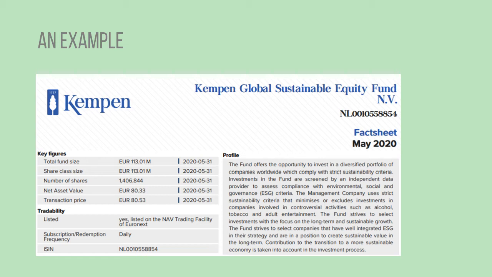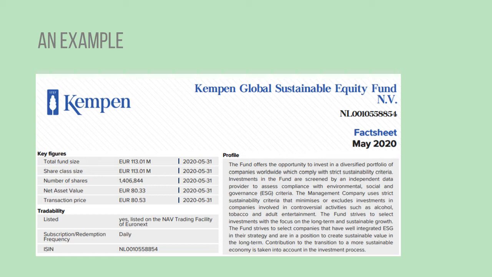So you can finally see tradability. We talked about some funds are available to buy on the stock market. This one is, it says it's listed and you can buy it through Euronext, which is the European stock market that the Netherlands participates in. And finally, you see subscription/redemption. That means when you can subscribe for new shares or redeem them, meaning buying or selling. You can do that every day, which is great.